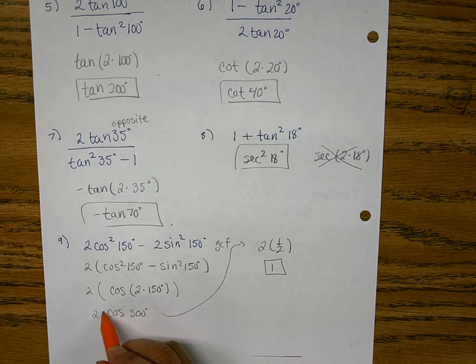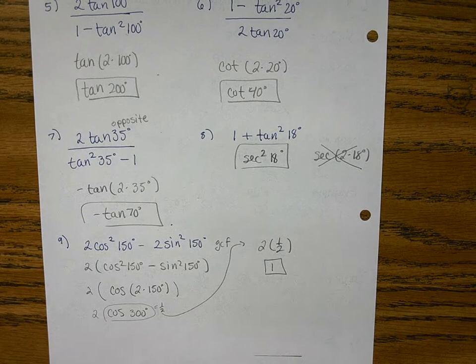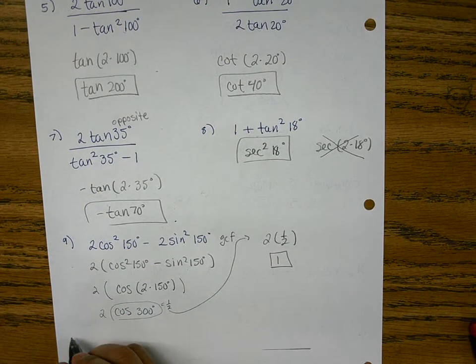Again, cosine of 300 is 1/2. 2 times 1/2 is 1. 1 is your final answer.